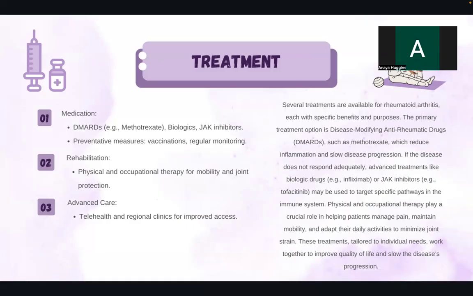So, non-pharmacological interventions such as physical and occupational therapy play a crucial role in maintaining ability and quality of life. Treatment plans must be tailored to each patient, so it balances efficacy and the potential side effects that could occur.